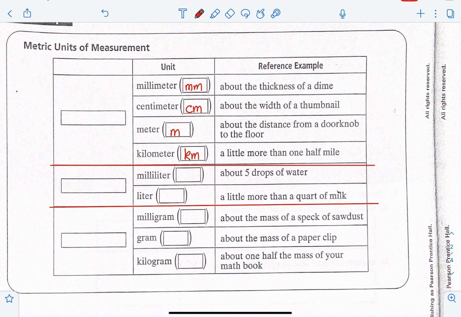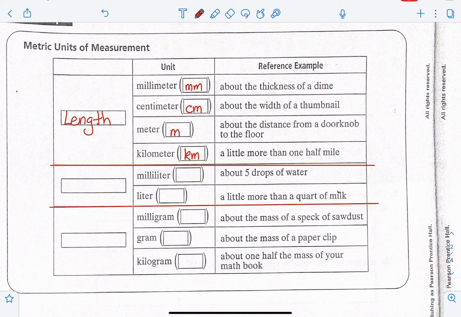So a millimeter is about the thickness of a dime. A centimeter is about the width of a thumbnail. A meter is about the distance from the doorknob to the floor. So if you look at the door, from the doorknob down is about a meter. And then a kilometer is a little more than half a mile. Okay, those are all units of length. So those are all units of how long something is.